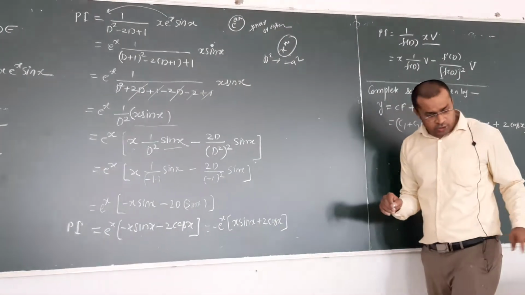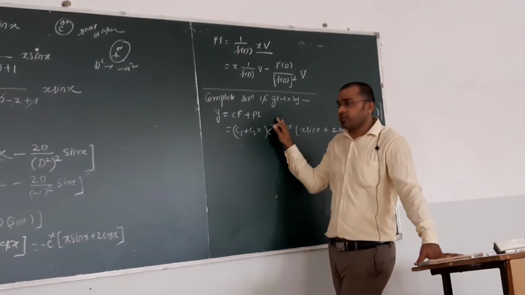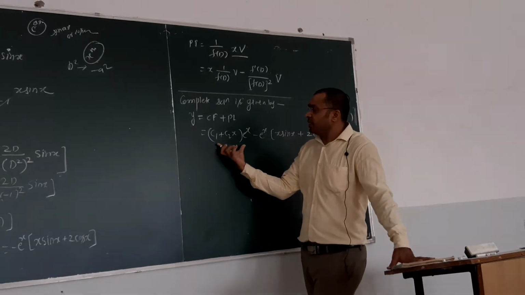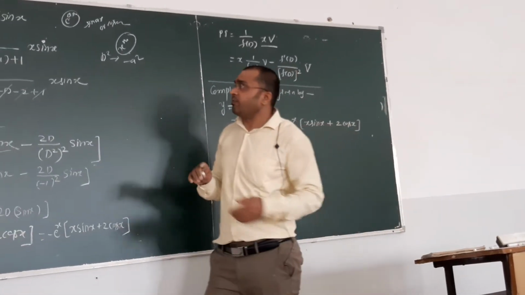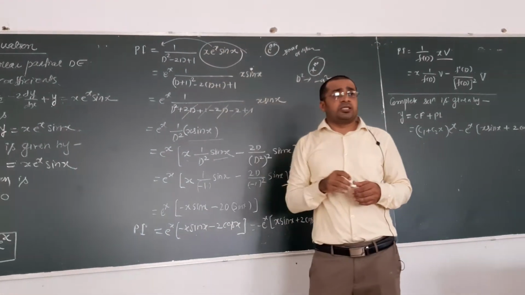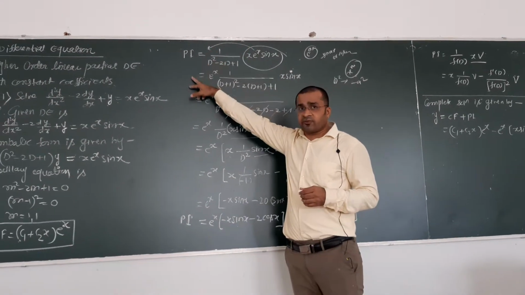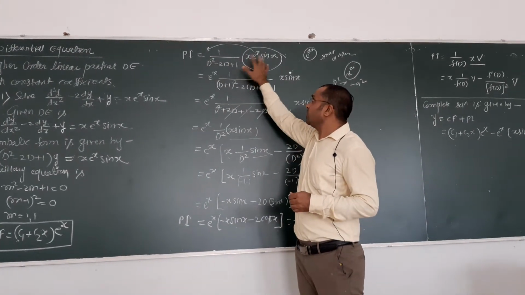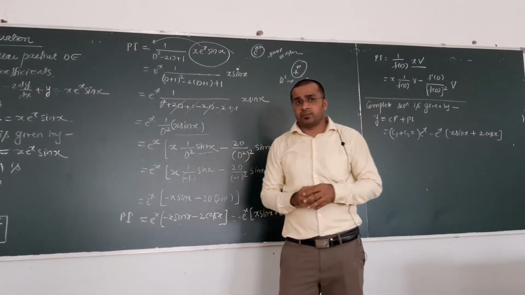Then the complete solution is given by y equals CF plus PI, that is the complementary function plus the particular integral. So this way we solve the example whenever we have a function of this type, x e^x sin x. At that time just take the e^x to the left, and then for the remaining x sin x we apply that case to get the PI. Okay, thank you.